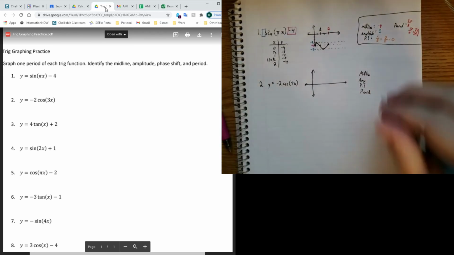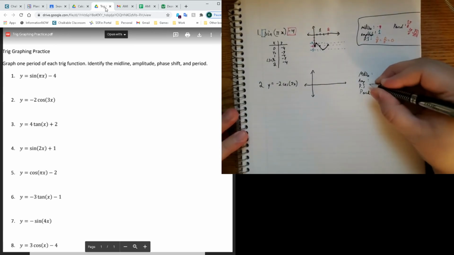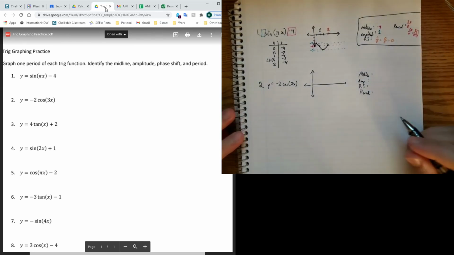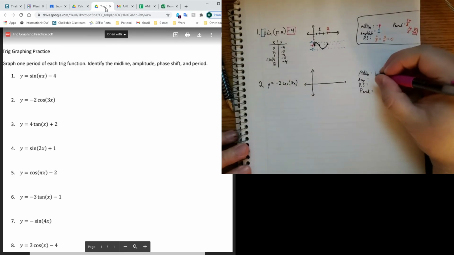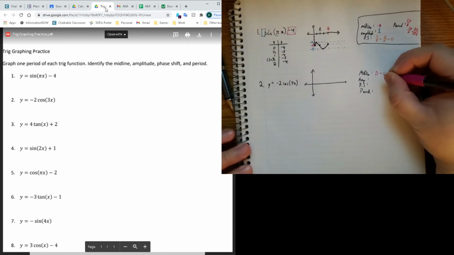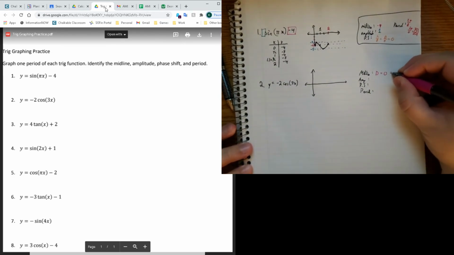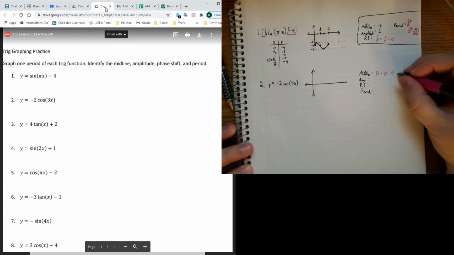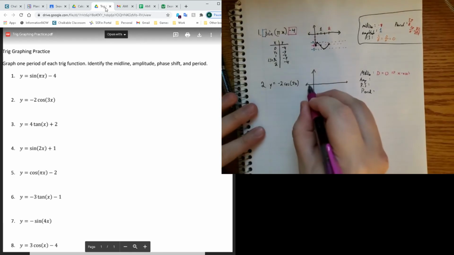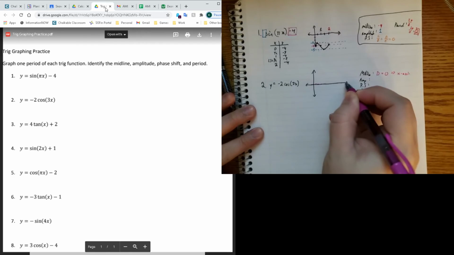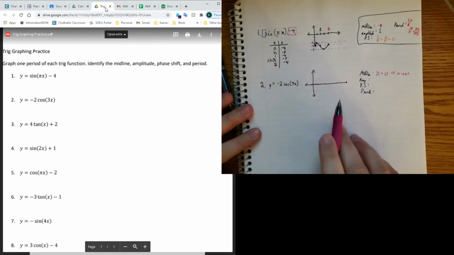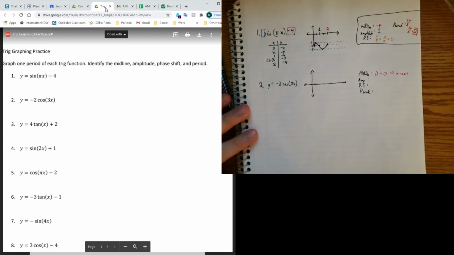So let's take them one at a time. So let's start with midline, as we did before. So the midline, again, is based upon the d value. In this case, there is no d value. The d value is 0, which tells me that for this problem, I need to be doing it on the x-axis. Again, if there is no value of d, we assume it's going to be on the axis, like so. You can just barely make out the pink there if you look real close.